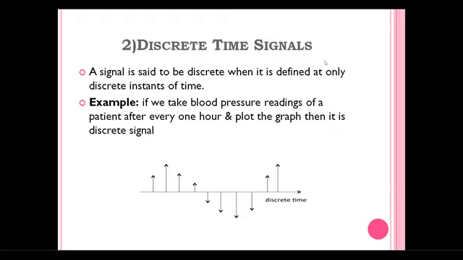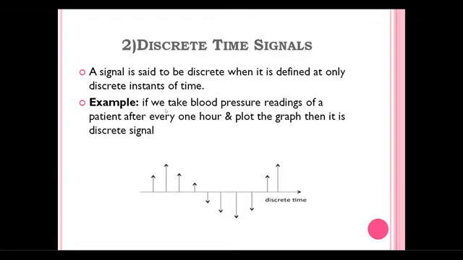Usually the discrete time signal is written as x of n. The continuous time signal is written as x of t, with small t. The small t is the continuous time variable, and the small n is the discrete variable.